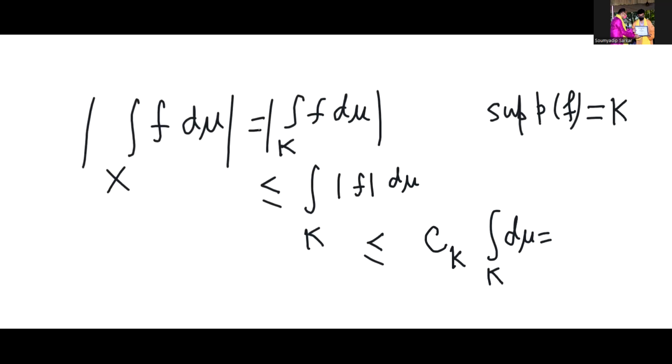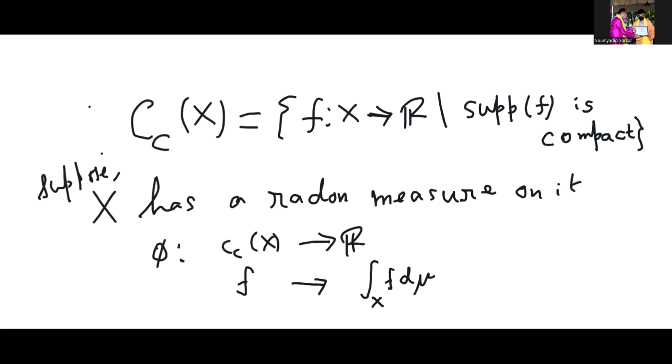And the integral over k of d mu is nothing but the measure of this set k, right? Because if I just integrate one over some set, what I get is just the measure. And since I know that my Radon measure is finite on compact sets, obviously this is also finite. So the map we defined is obviously well defined. This will give you a finite, well defined real number, bounded by some constant times the measure of the set k. And obviously this constant can very well depend on k.